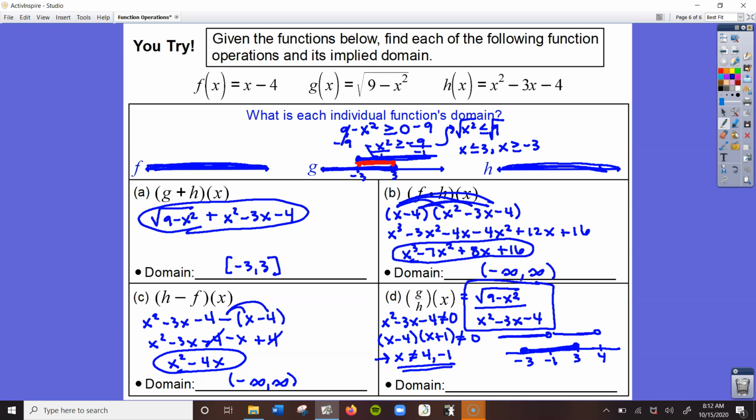And so now I would write down everywhere that they would overlap. And as we can see, it only overlaps where g exists, which is from negative 3 to 3. But we have that hole here in the middle. So for my domain, we would start from bracket negative 3. I would have to stop at negative 1, which is not included. I'm going to start at negative 1 again, and then would stop at 3 bracket, since g of x does not exist past that. So that would be the domain for our new function. And those are your function operations.